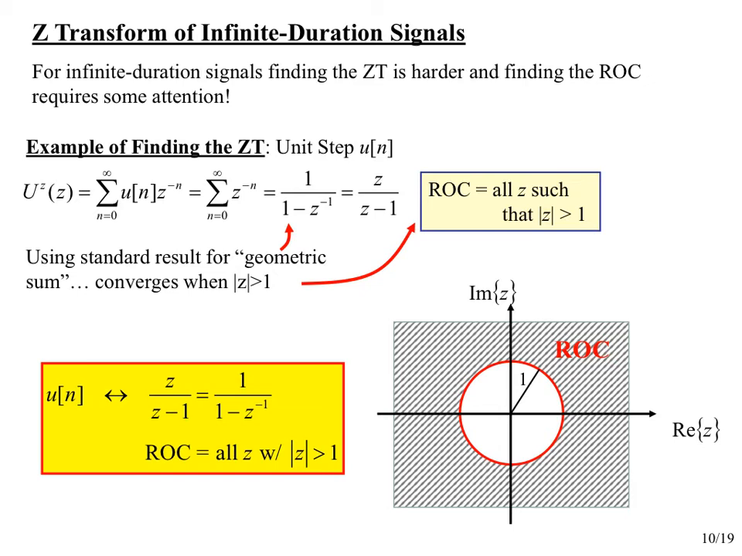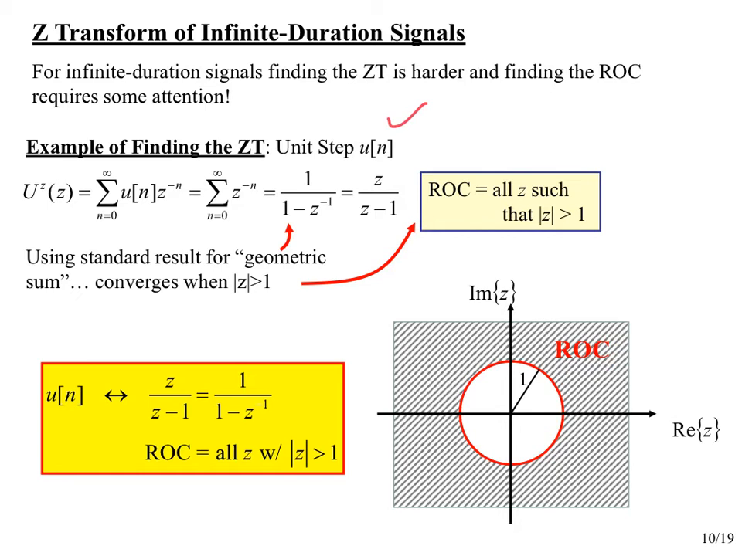Let's look at what we get for infinite duration signals, and things are a little bit harder here to analyze, but not terribly difficult. And what we'll do is, just like we did for the finite duration case, motivate with a simple example. So suppose we have the unit step function. So if you remember, that's zeros all the way up until we hit n equal to 0, where it jumps to 1 and then stays at 1 forevermore.